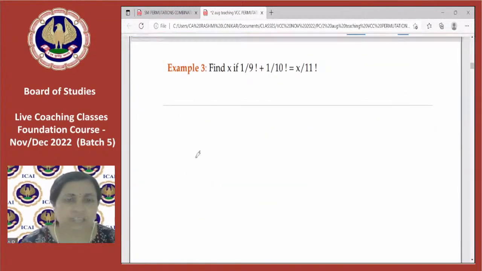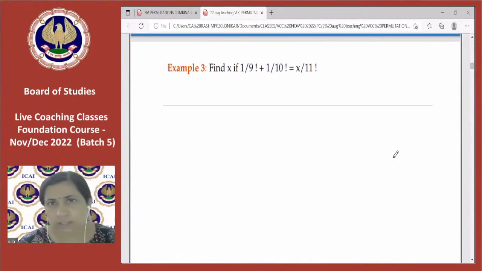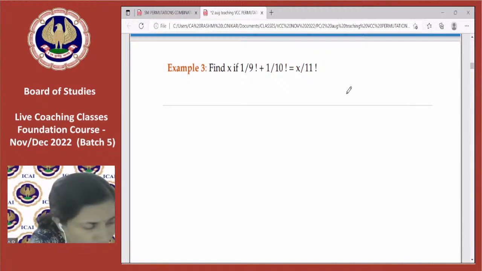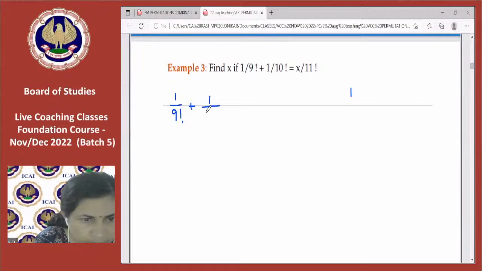So now let us take another example. All these examples are from the study module that I am taking up. Now find x if 1 upon 9 factorial plus 1 upon 10 factorial is equal to x upon 11 factorial.